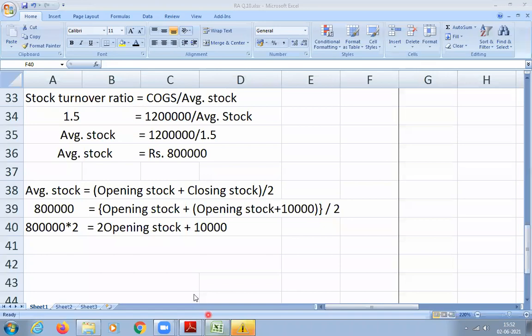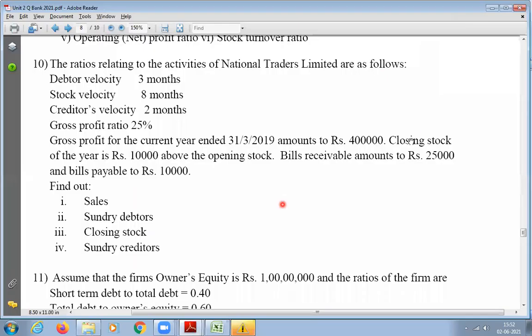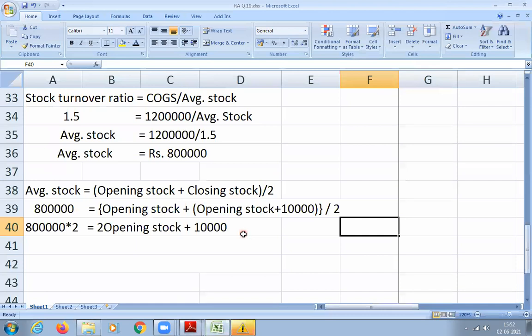How did I get this? I got it from the question. The question says closing stock of the year is 10,000 above the opening stock. That means it is whatever the opening stock is plus 10,000. If I add 10,000 to the opening stock, I will get closing stock. Do you understand? Yes, sir. So I wrote it as opening stock plus 10,000.